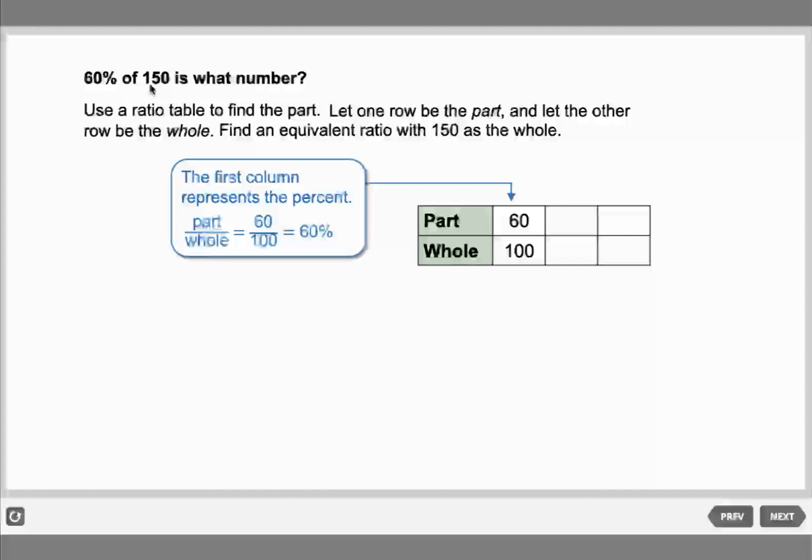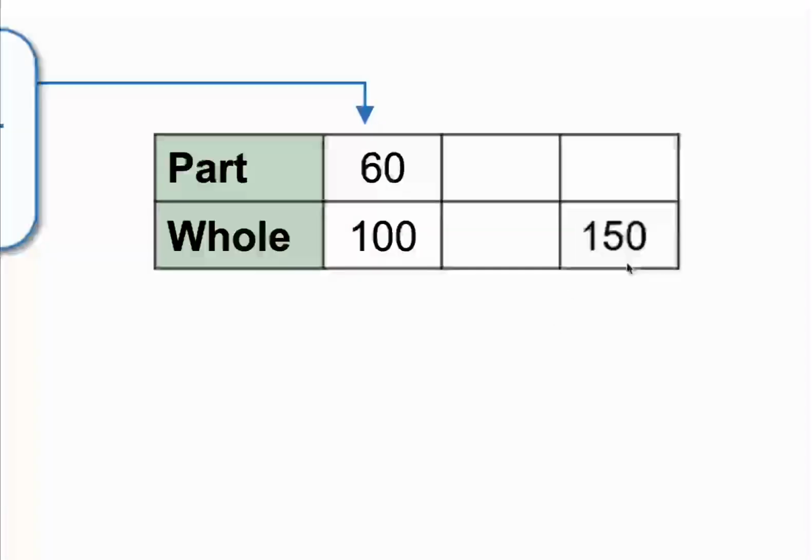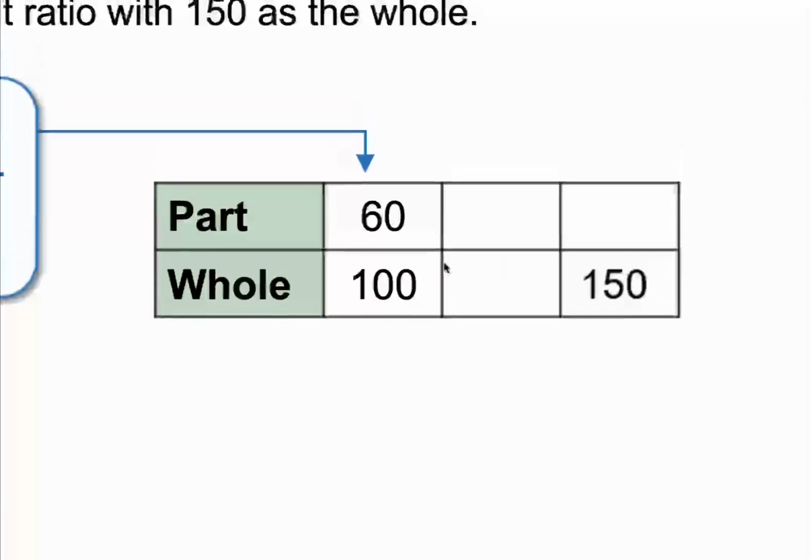One hundred fifty is the whole. Yes, it's the whole. Okay, so now we write here 150. Before I continue, do you have any problems with forming this table? The part 60, the whole 100. And we have the whole 150, and we need to find the part of 150 that is equivalent to the 60%.